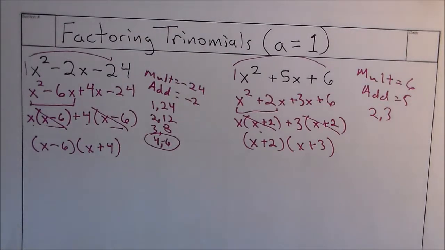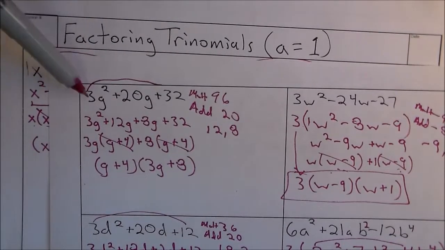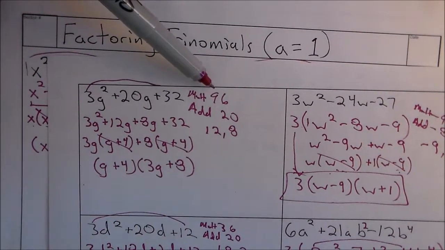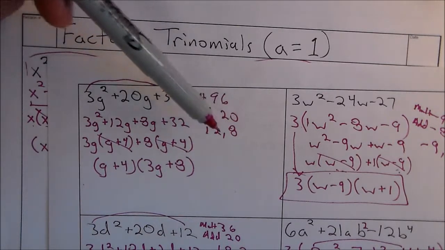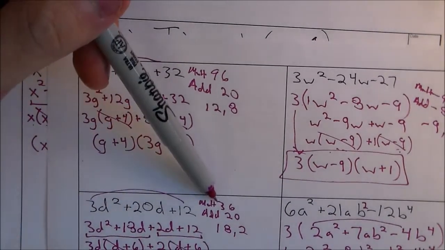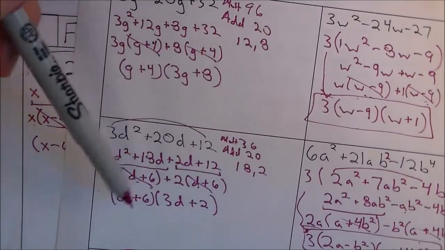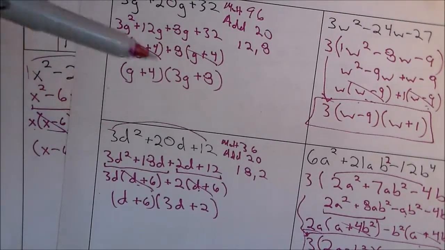Now this is different than the other section when we were factoring prior, which I actually have the page right here. So from that section, for this problem example, 3 times 32 gave us 96. We got 20. This it adds, and then we did 12 and 8. Now 12 and 8 did not end up being the values right here. We did multiplies to 36, adds to 20. 18 and 2 did not end up being the values here. Now that didn't happen when you have a coefficient out front.